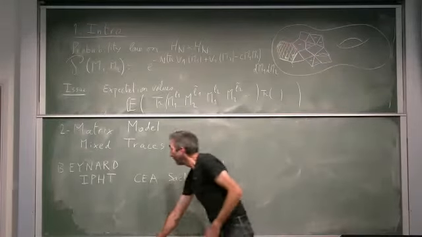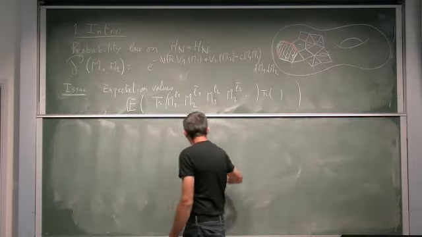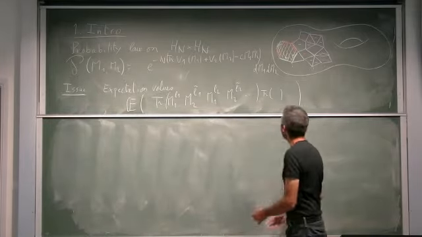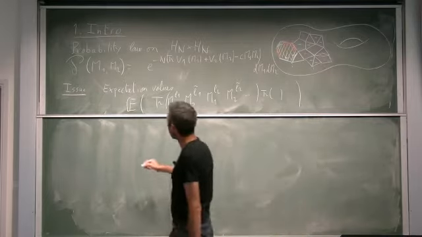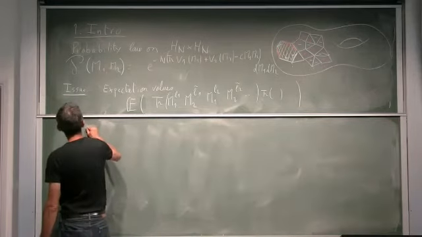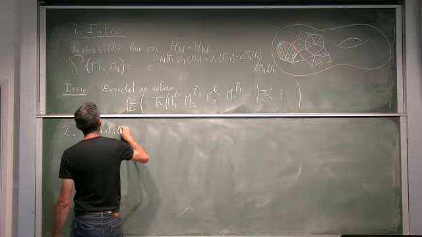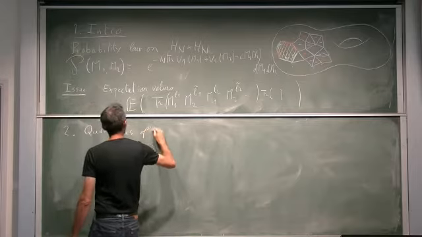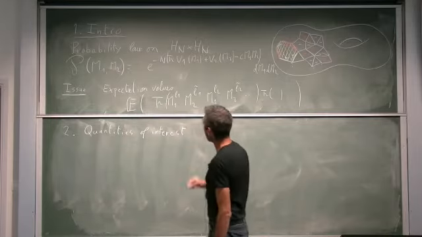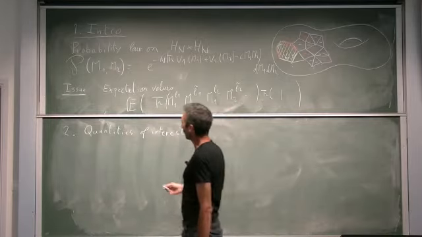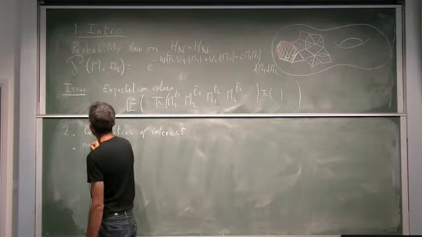So the first thing I will do is first define the quantities of interest. Two quantities, so the expectation values we would like to compute. And first, I will start by non-mixed traces.